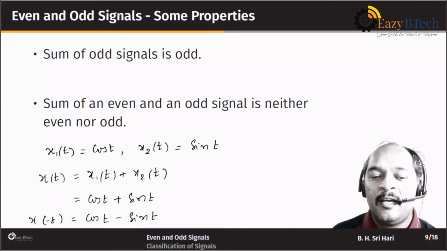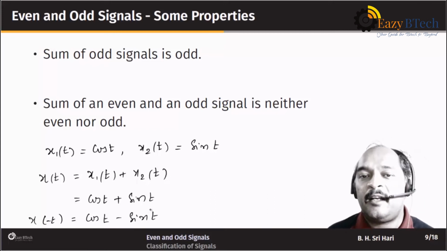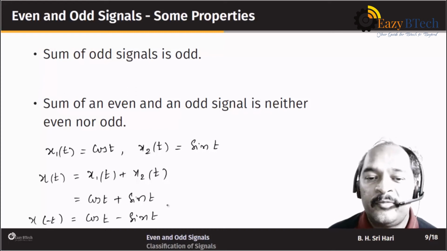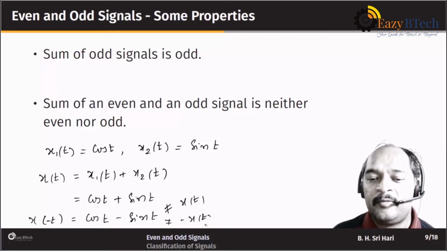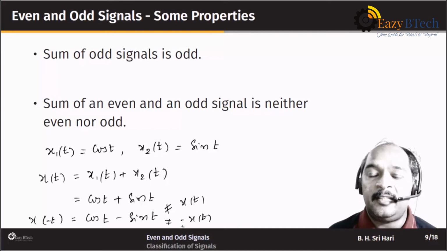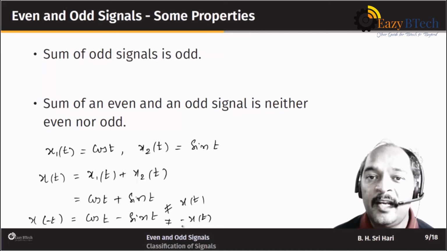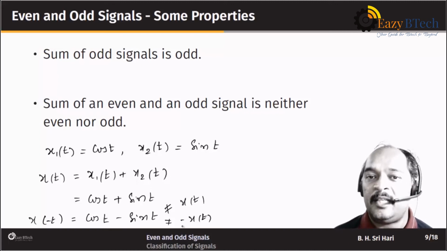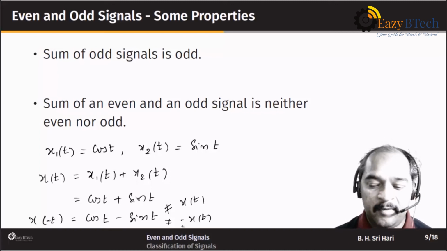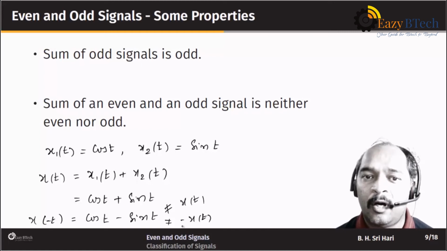So definitely, what is this signal? This is nowhere related to x of t. We cannot write this as equal to x of t, and again this is not equal to minus x of t, and hence what does it mean? It means that the signal x of t is neither even nor odd. So if you add an even signal and an odd signal, the resulting signal is neither even nor odd.